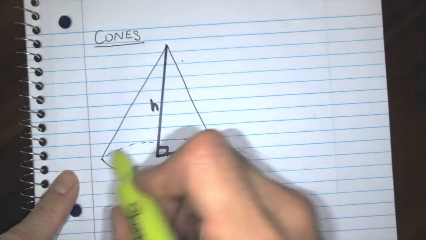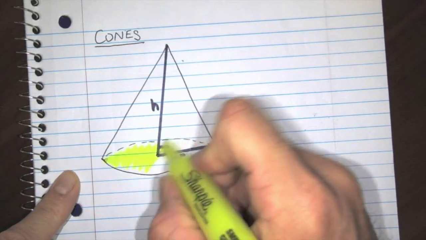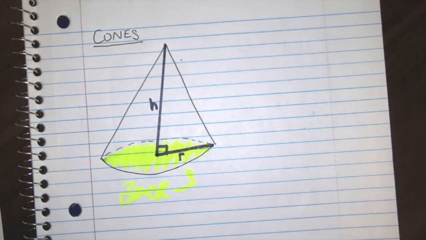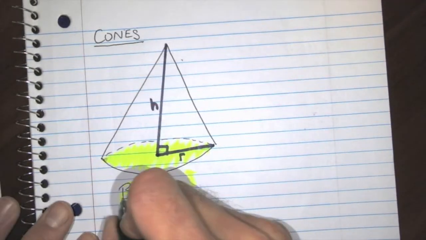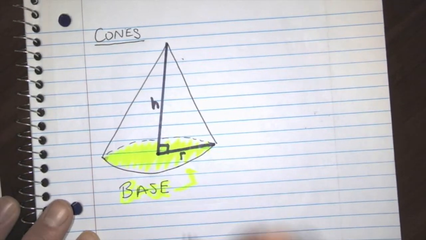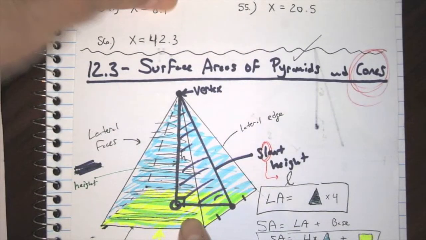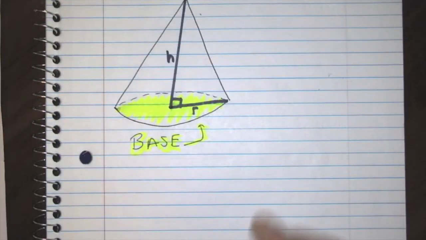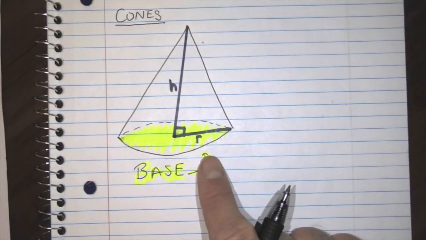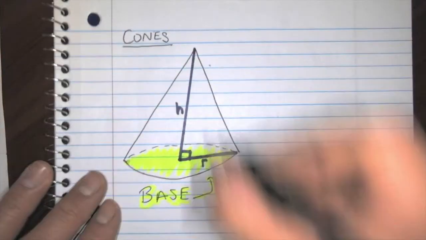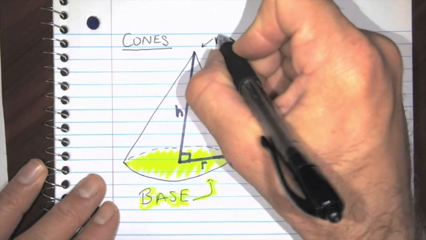By the way, the circle of a cone is a base. I guess we can put base here. But the base of every cone is a circle. I'll say that again, sort of important. The base of every cone is a circle, whereas the base of a pyramid can change. It could be a square, it could be a hexagon. The base of a cone is always a circle. All right, radius, height, base. This is the vertex up here.